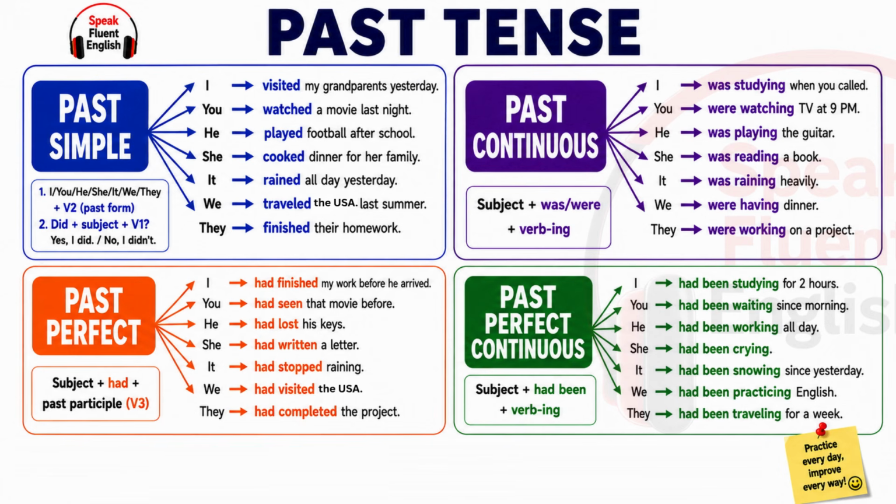In this lesson, we'll learn each past tense, step by step, with simple explanations, useful structures, and easy examples. Past simple. First, we'll learn the past simple. We use the past simple to talk about completed actions or events that happened in the past.